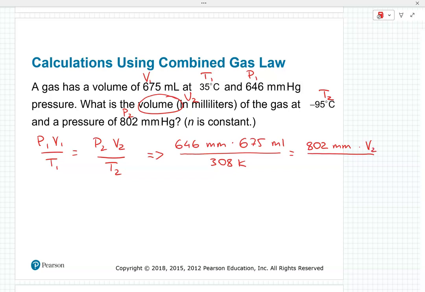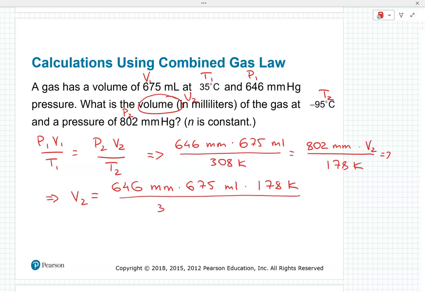Unknown volume. Okay? What do you write in the bottom? 178 Kelvin. So, when you do all your calculations, this is what you end up with: 646 millimeters of mercury multiplied by 675 ml multiplied by 178 Kelvin, divided by 308 Kelvin and divided by 802 millimeters of mercury.